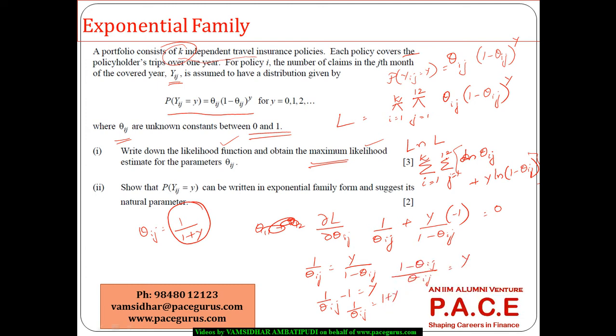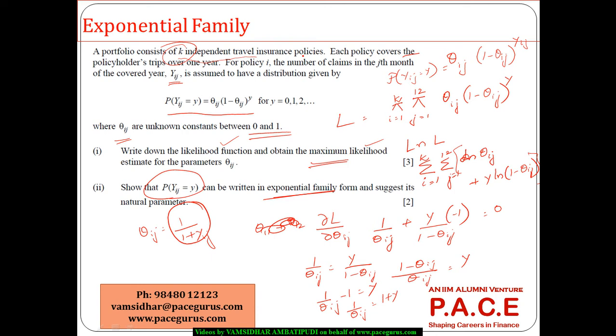So this is the estimate that is coming out for theta ij. I can estimate the value of the parameter as theta ij equal to 1 by 1 plus y. Probably you have to make it better, because this y could differ for different scenarios. I can even make it yij. So that is the parameter. Fair enough. Now we are asked to show that the probability of Yij equal to y can be written in the exponential family form.